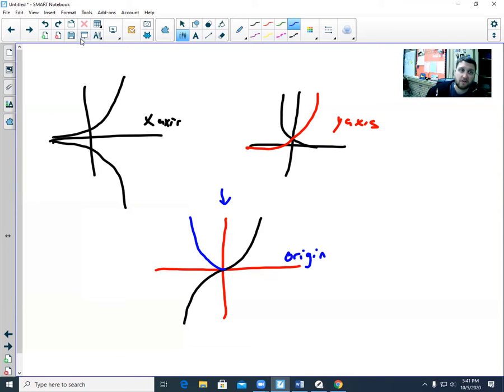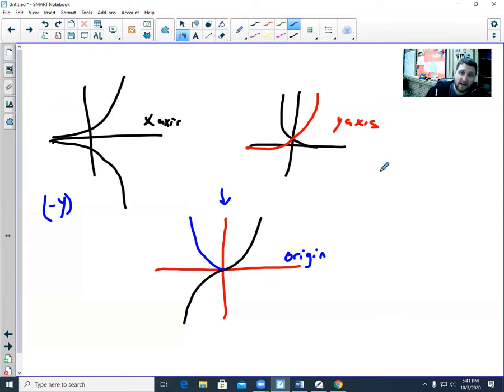Okay. The easiest way to test those, if you look in your book, it kind of tells you, but if you want to see if something has x-axis symmetry, all you have to do is everywhere you see a y, plug in negative y. When you plug in negative y, if it works out to be the exact same as what it was before, then your equation has x-axis symmetry.